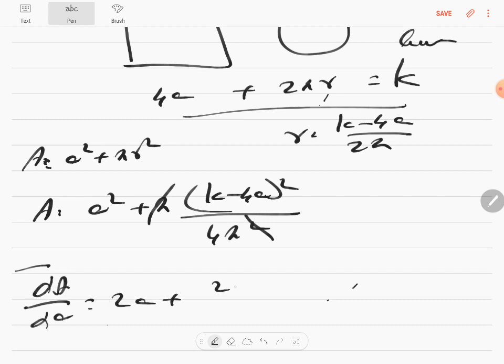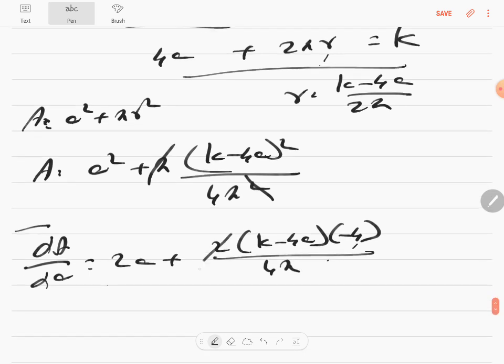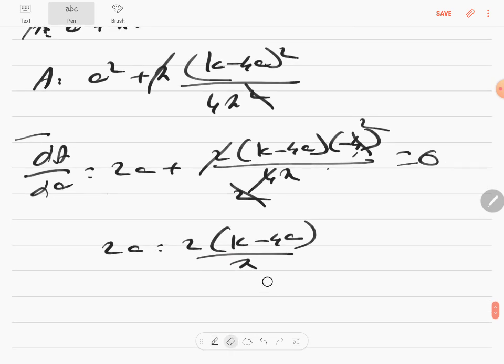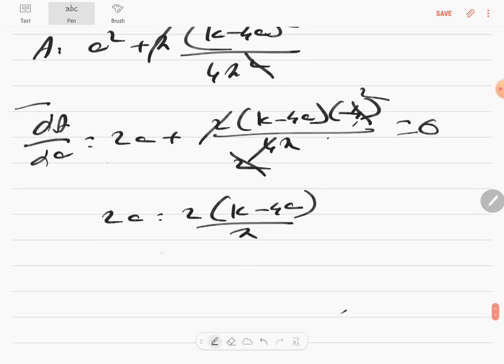2a plus 2 into k minus 4a into minus 4 by, you already have a 4 pi, where the 2 and the 4 get cancelled, and this 2 and this get cancelled. This is equal to 0. Therefore 2a is equal to 2 into k minus 4a by pi. Okay, now you can take the pi to the other side. 2 pi a is equal to 2k minus 8a.